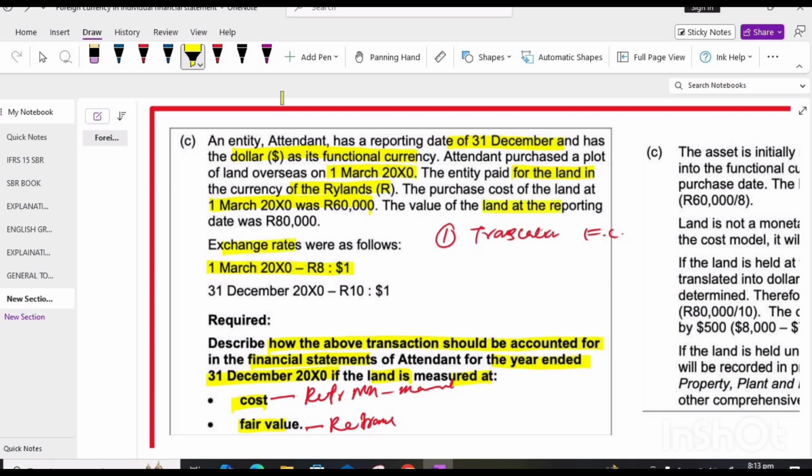Now the value of the land at the reporting date was this one. Fine. So this is an increase in the value at the reporting date. Now what do you do if you are using the cost model? Then you do not have to worry about this one because we are not concerned with it. And if you are using the fair value model, then you have to translate this 80 by using the 31st December 2000 exchange rate. Clear? Okay, let's check the answer.